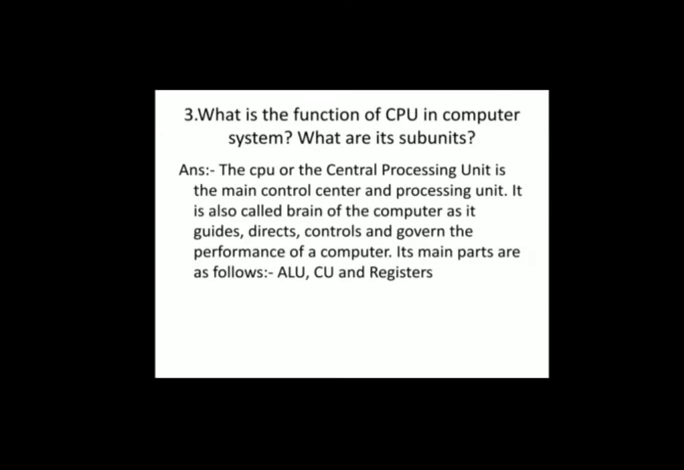Now question number 3. What is the function of CPU in computer system? What are its subunits? The CPU, or the central processing unit, is the main control center and the processing unit. It is also called the brain of the computer, as it guides, directs, controls and governs the performance of the computer. Its main parts are as follows: ALU, CU and registers.